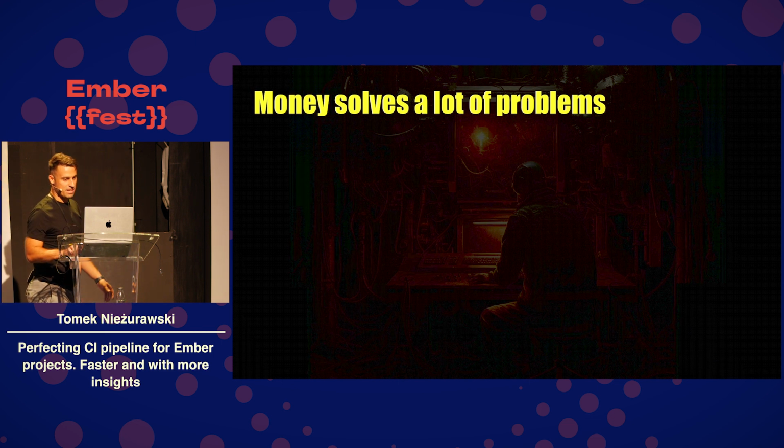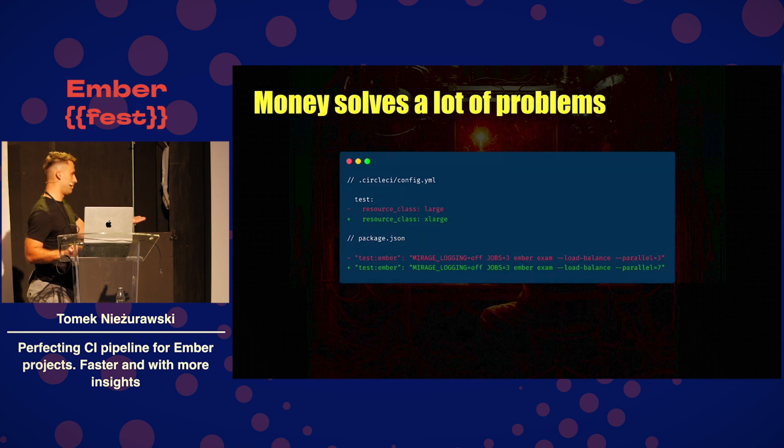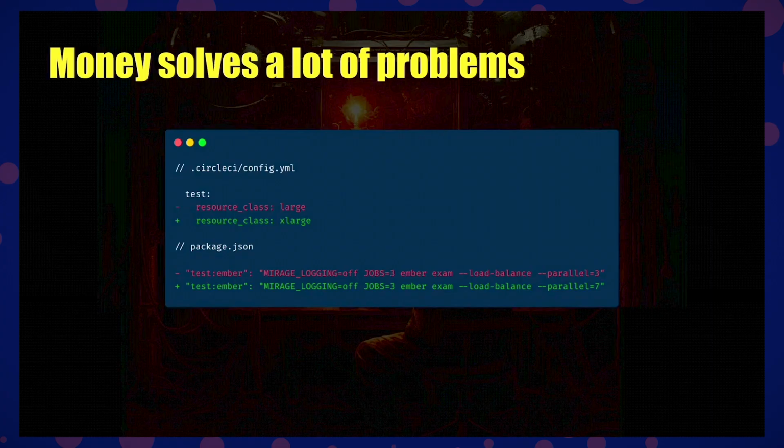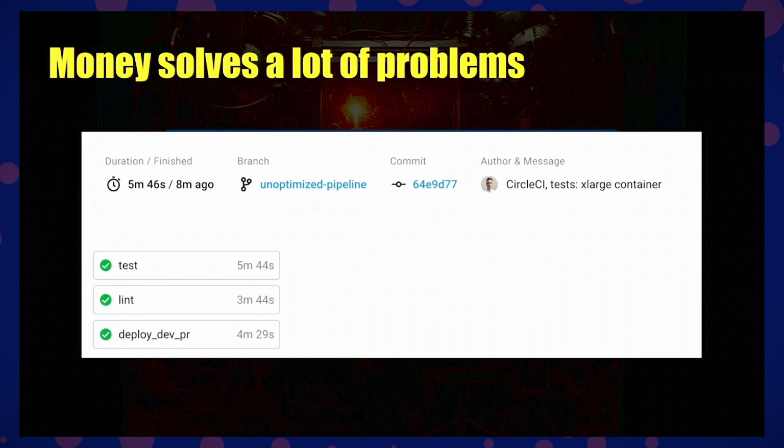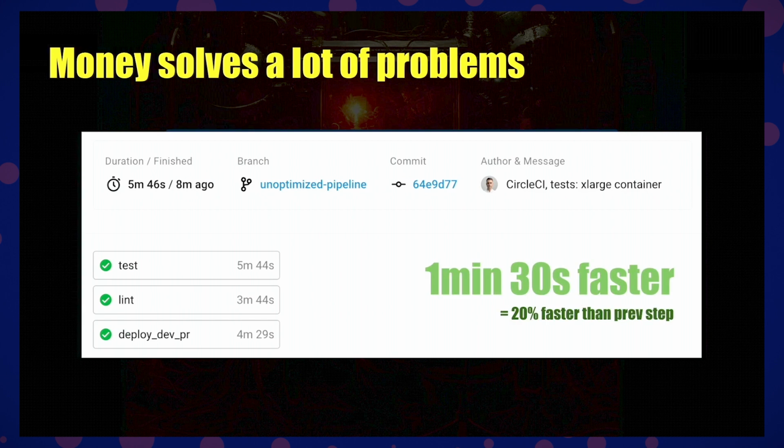Yeah, maybe. But I did an experiment for you. I switched back to that X large, and in parallel, I have 8 CPUs there, so I'm going to use 7 browsers. That means that I'm going to run my tests in 42 browsers at the same time, not 18 anymore. And let's see what is the difference. The difference is we are 1 minute and 30 seconds faster, 20% faster than the previous step.